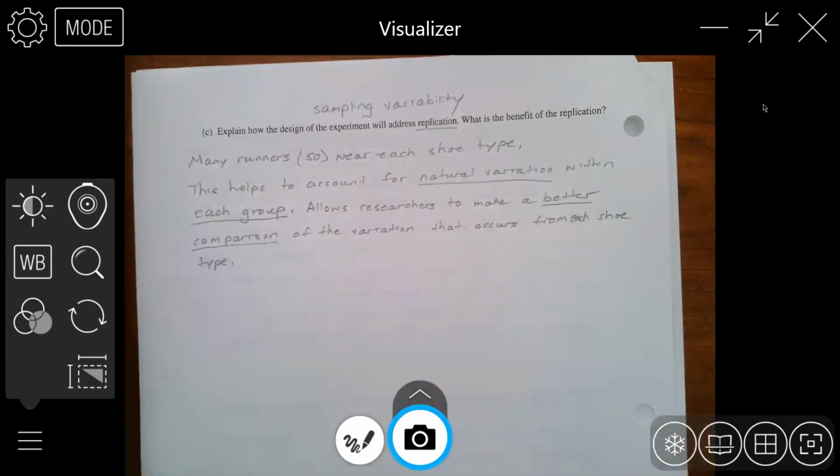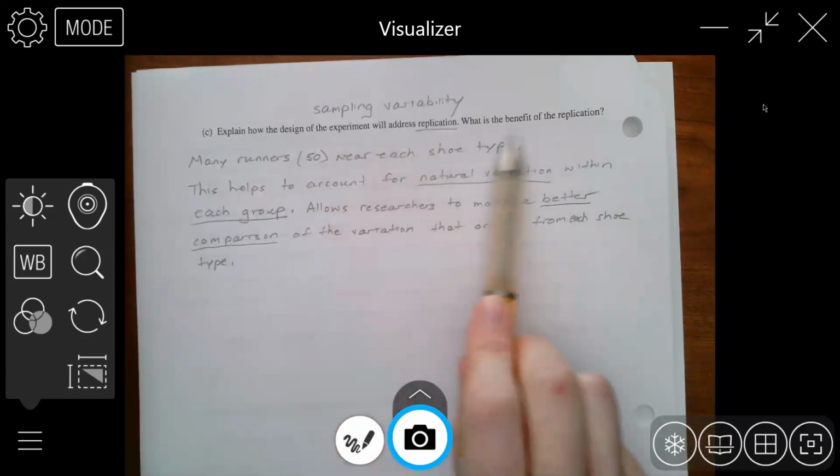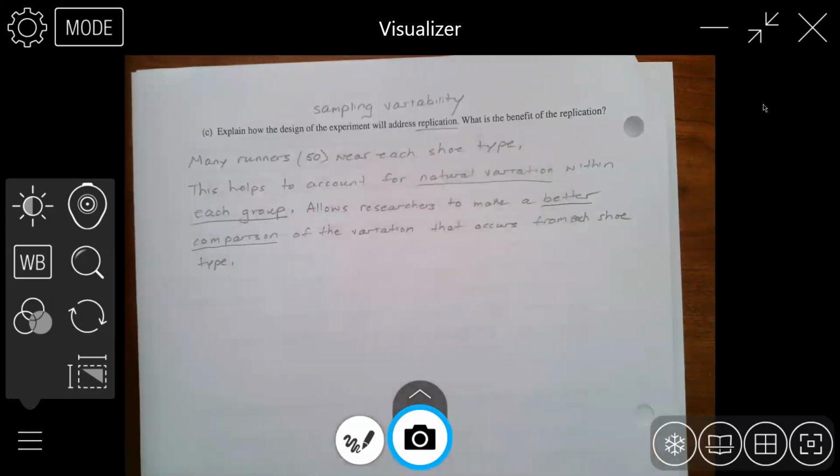So I've addressed why it is important for the researchers, I've addressed context, and I've tried concisely to address both parts of the question. So explain how it addresses replication, that's the 50 runners, and then what is the benefit? Benefit is allowing researchers to make that better comparison. Because remember, there's natural variation within each group. So by replicating many, many subjects in each group, now the researchers know, okay, this is just occurring naturally in this group. It has nothing to do with the shoe type. So it almost gives them a baseline comparison.